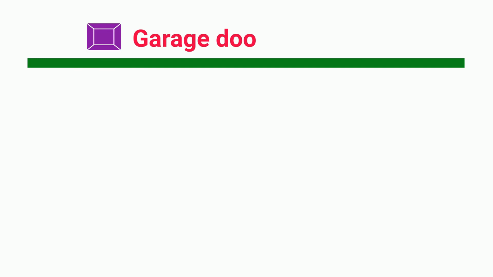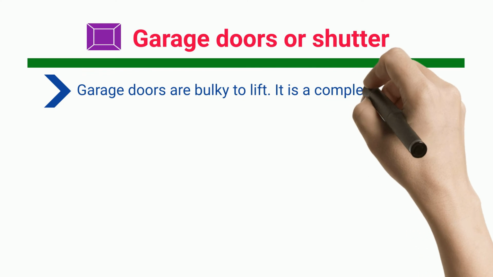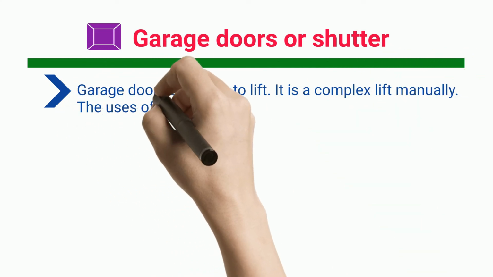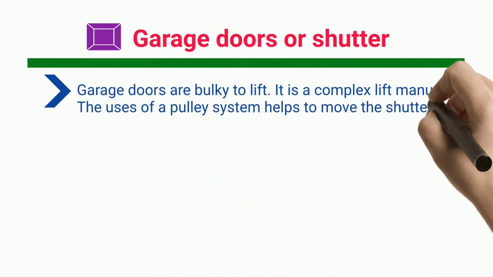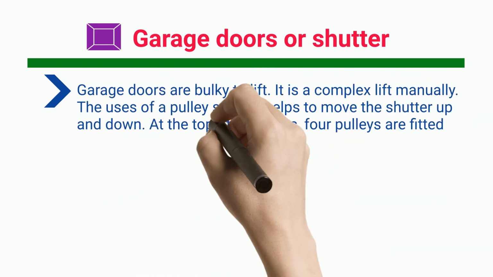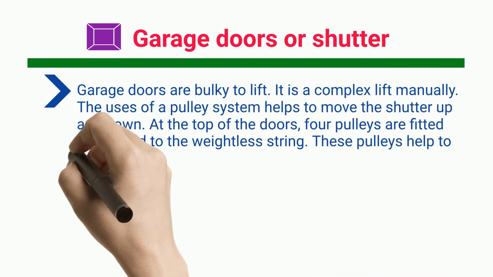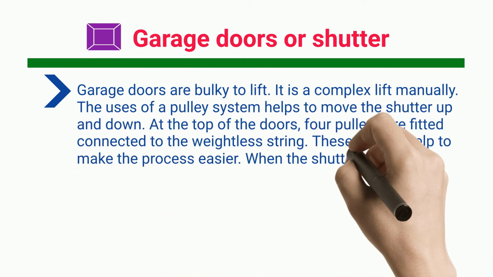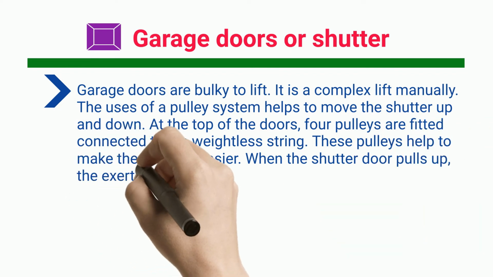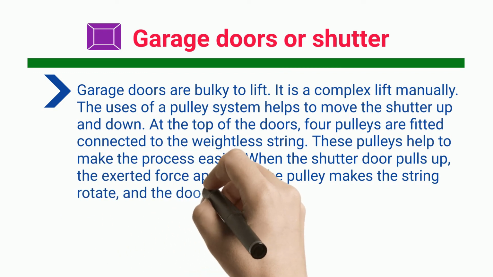Garage doors or shutter. Garage doors are bulky to lift. It is complex to lift manually. The use of a pulley system helps to move the shutter up and down. At the top of the doors, 4 pulleys are fitted, connected to the weightless string. These pulleys help to make the process easier. When the shutter door is pulled up, the force applied to the pulley makes the string rotate, and the door moves up and down easily.